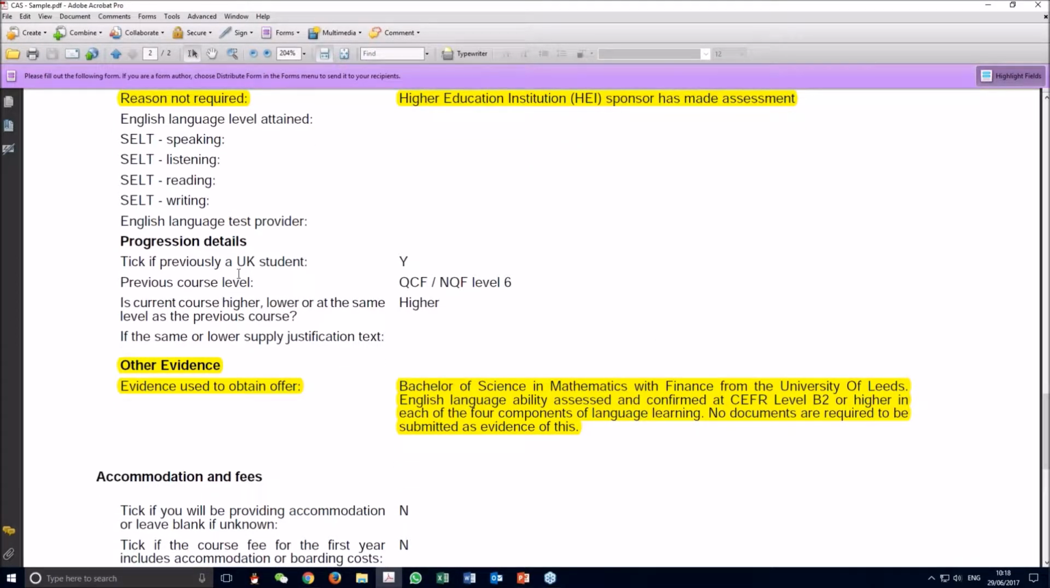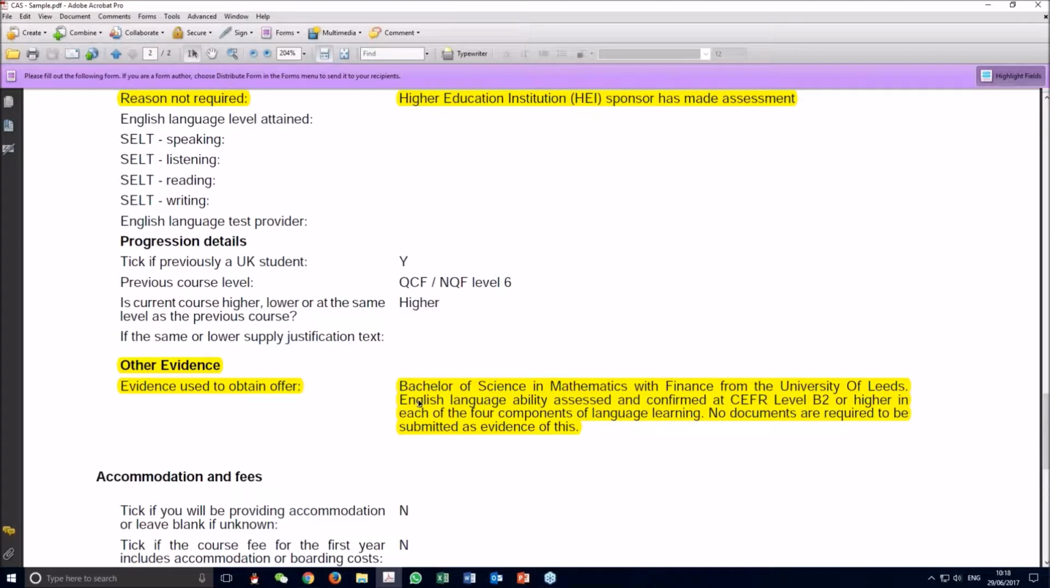However, let's look down below here. Previous course level, NQF level 6, so the student previously studied in the UK, and they did a level 6, which is an undergraduate level course. And then the evidence listed on the CAS is the bachelor degree, Bachelor of Science in Mathematics with Finance from the University of Leeds. So when we see this information, we know that we need to provide some original documents to prove that we have a bachelor's in this subject from the University of Leeds.